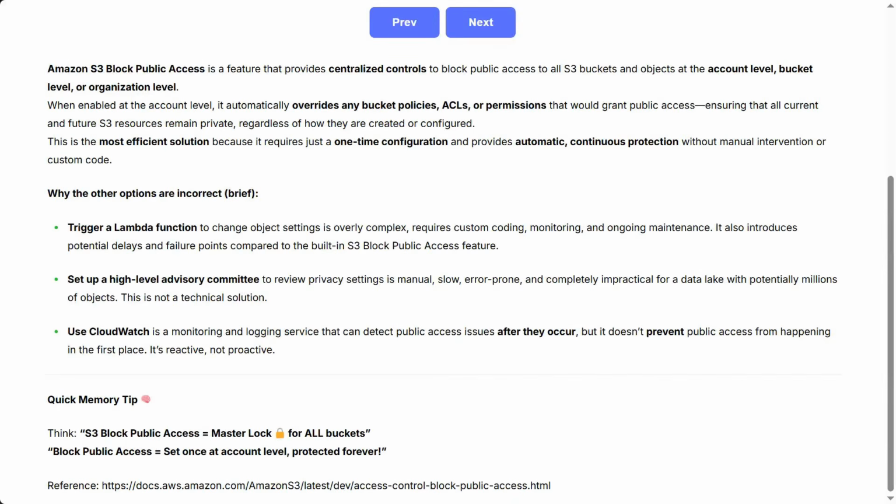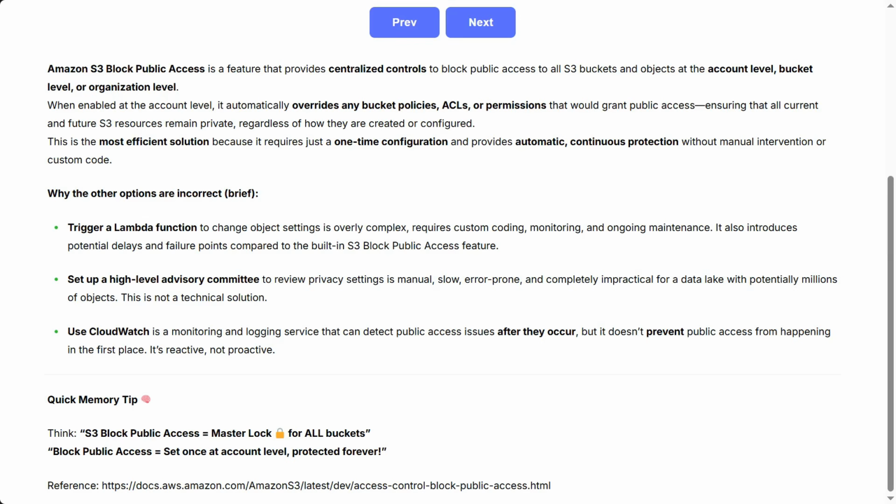Amazon S3 block public access is a feature that provides centralized controls to block public access to all S3 buckets and objects at the account level, bucket level, or organization level. When enabled at the account level, it automatically overrides any bucket policies, ACLs, or permissions that would grant public access, ensuring that all current and future S3 resources remain private, regardless of how they are created or configured.